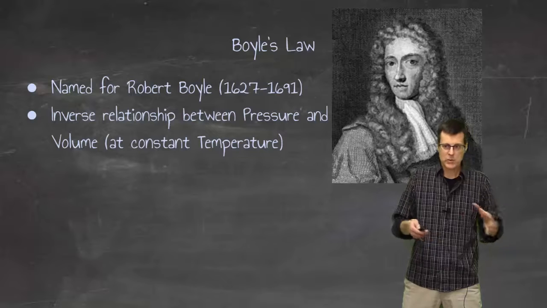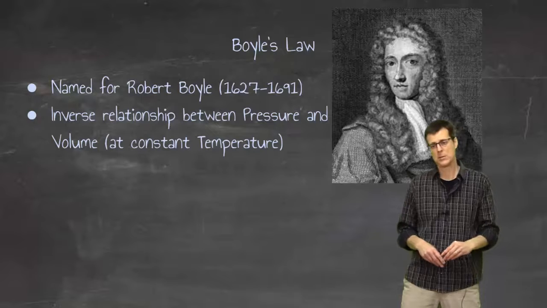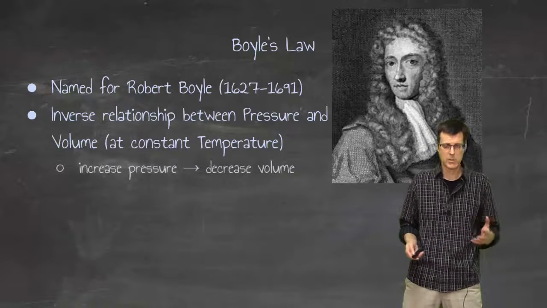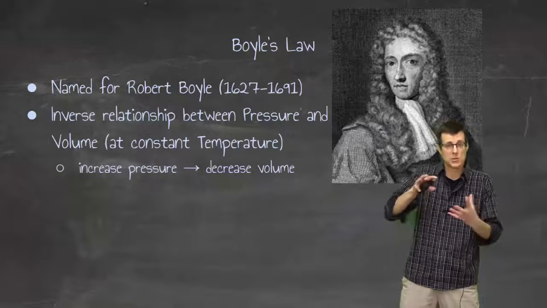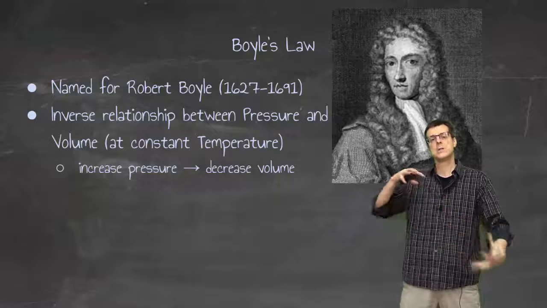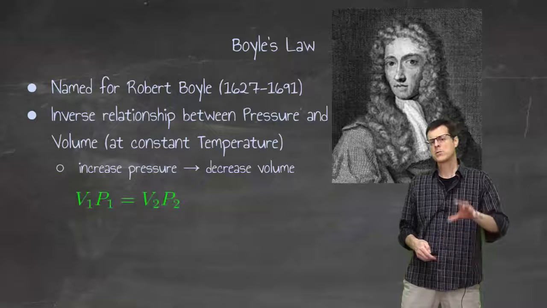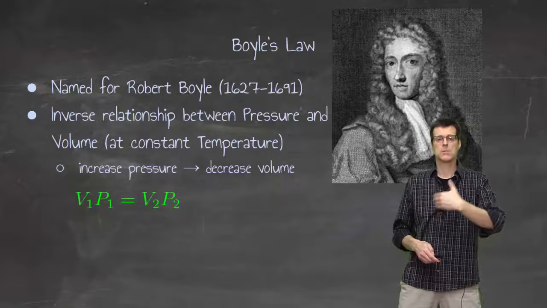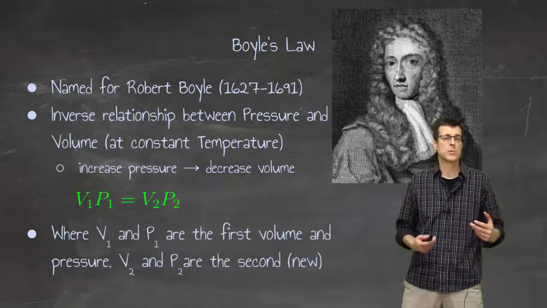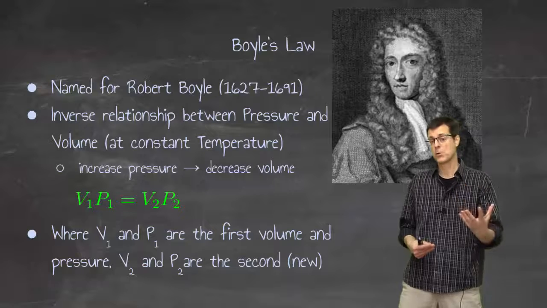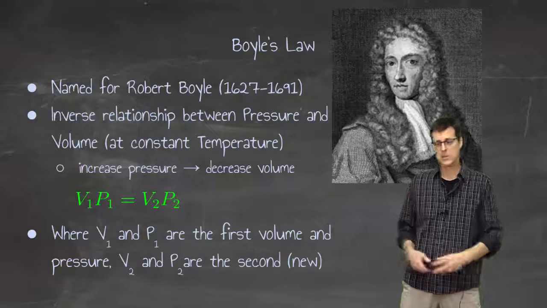He looked at the relationship between pressure and volume of a gas when the temperature was being held constant, and he found out that there's an inverse relationship. What that means is if you increase the pressure, you're going to decrease the volume. You're going to squeeze the volume down. Whereas if you decrease the pressure, let the pressure off, then the volume can get larger and it'll expand. He turned that into a mathematical formula, which we see here, V1P1 equals V2P2, where the ones and the twos represent the set of conditions. So the first set of conditions, V1P1, and the second set of conditions, V2P2.